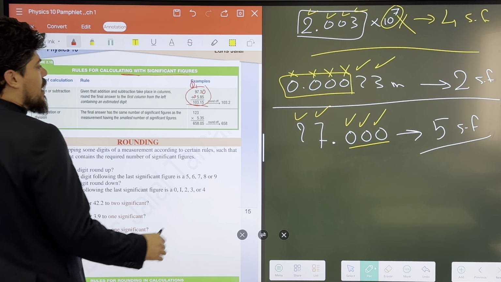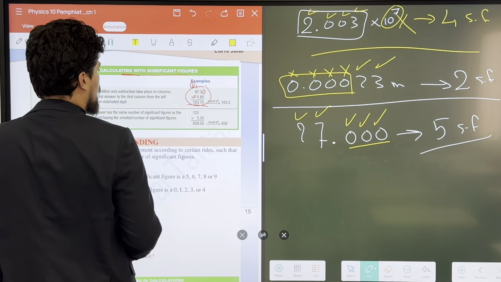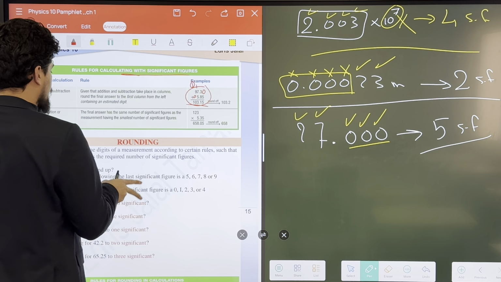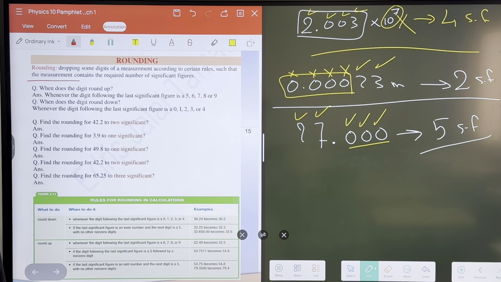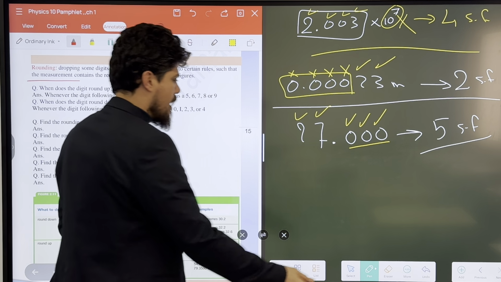If you round off, it's going to be 103.2. So the rounding is also very easy: dropping some digits of the measurement according to certain rules, such that the measurement contains the required number of significant figures.